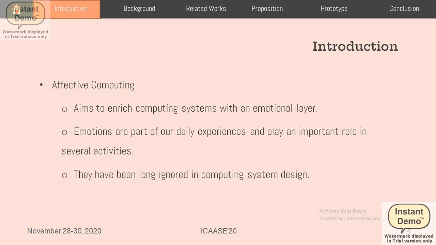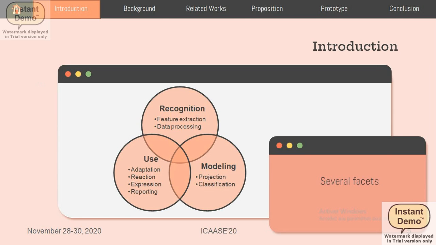Our study is part of our work on affective computing, a computer science field that aims to enrich computer systems with an emotional layer. In fact, emotions have long been ignored during system design. To support emotions, a system must be able to recognize the emotional states of the user, then to use this information in an effective way. Both actions need adequate emotion modeling and lexical definition for better classification and projection.